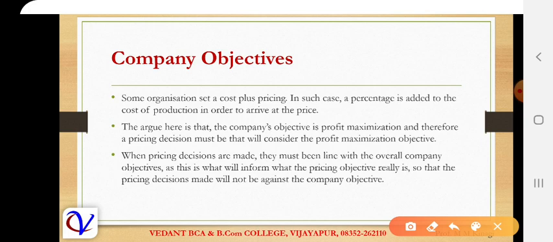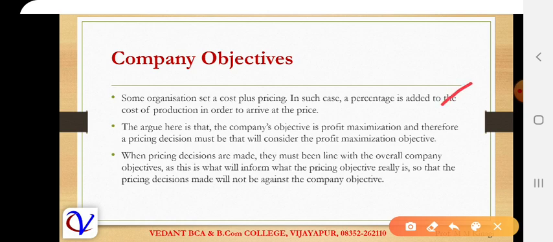In such a case, a percentage is added to the cost of production in order to arrive at the price. For example, if my product cost is around 25 rupees, which is the production cost, then I'll keep a percentage. I should get a minimum of 50% profit. Then definitely, if my product cost is 25, the profit will be 12.5 rupees. So 25 plus 12.5 is equal to 37.50 rupees. So this is the price I can keep.